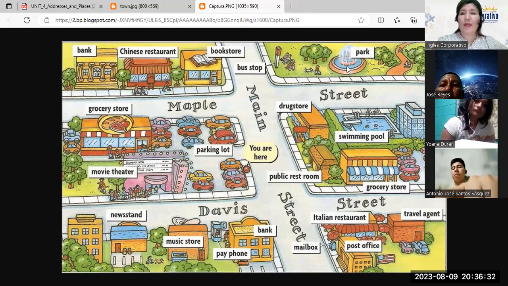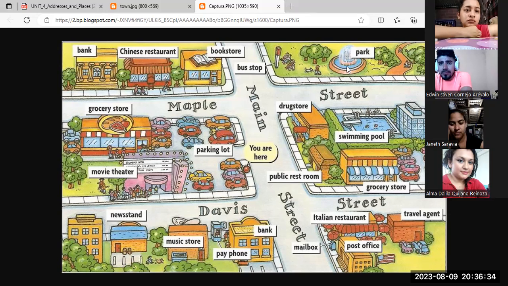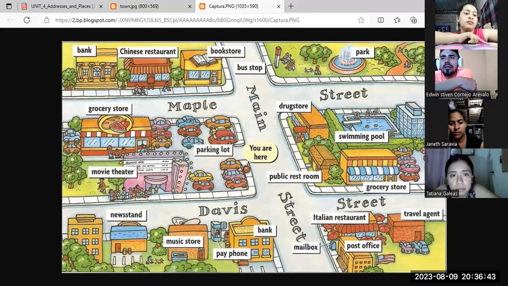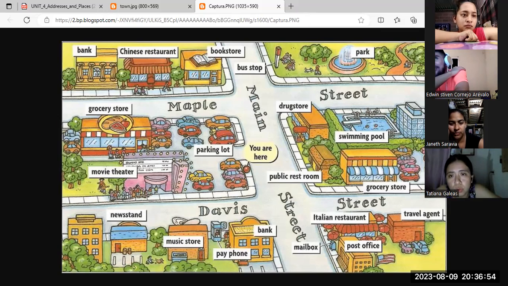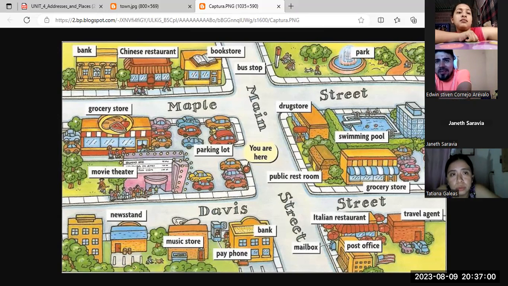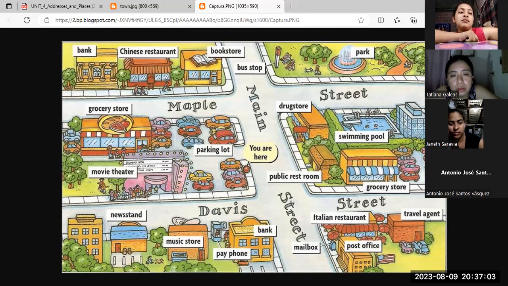¿Qué más vemos en el mapa? A ver. Edwin, Katherine, Almita, Tatiana. ¿Qué vemos en el mapa? There are a bank. A bank. Ajá. ¿Cuántos bancos hay? ¿No podemos decir are para bank? ¿Dónde está el otro? ¿Cuántos bancos tenemos? There are two.